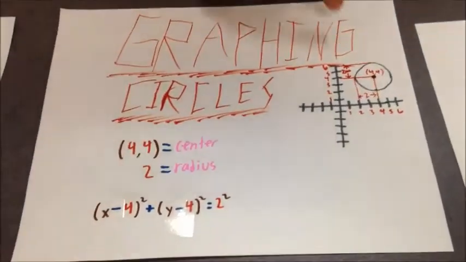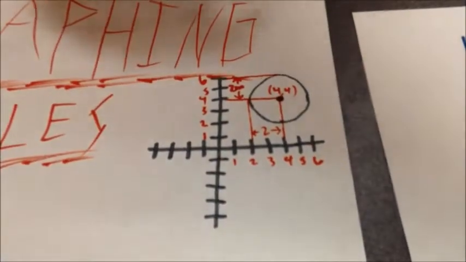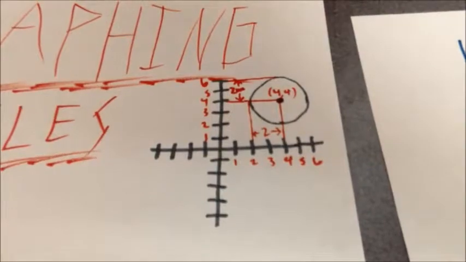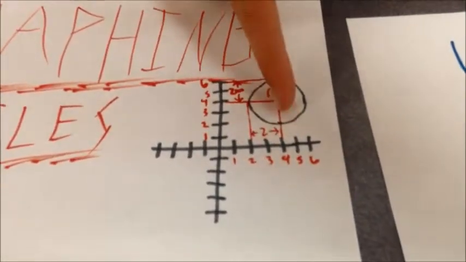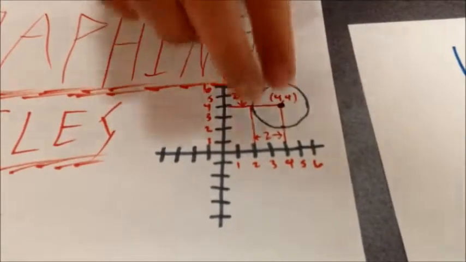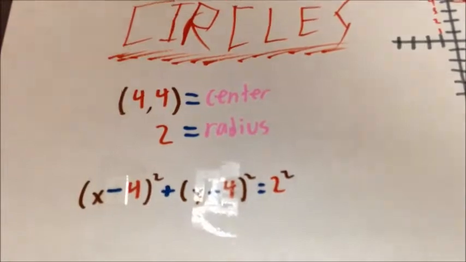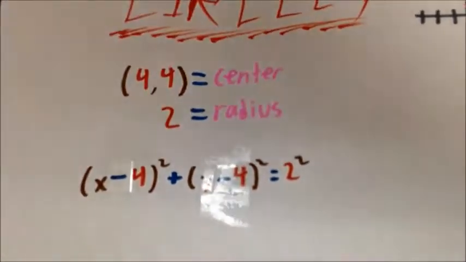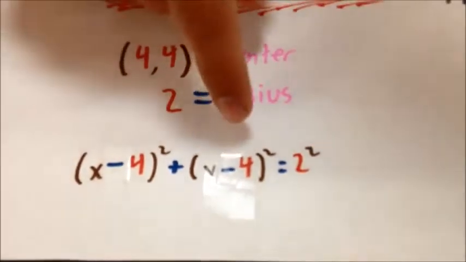Graphing circles. This is our example of a circle in this graph right here. The center is (4, 4) and the radius is 2. You can tell that by just looking at it, because you can tell the radius from the distance of the center to the outside of the circle. That's 2. So here are the coordinates and radius, and when you plug those into the equation, it's (x − 4)² + (y − 4)² = 2².